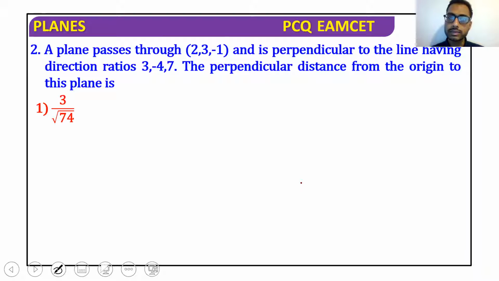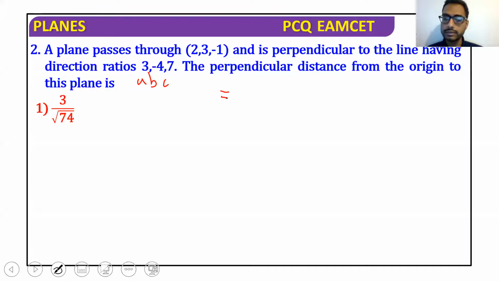A plane passes through a point, this, and it is perpendicular to a line having direction ratios as 3, minus 4, and 7. So in this case, your direction ratios are given as A, B, and C. Perpendicular distance from origin to the plane is question mark. Okay, so what is perpendicular distance?